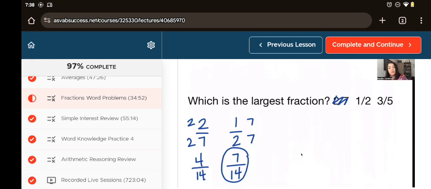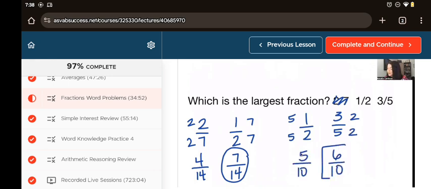So now the next tournament is going to be 1/2 versus 3/5. I multiply this side by 5 and this side by 2. I get 5 over 10 versus 6 over 10. It looks like 6 over 10 wins. So 3/5 is the largest fraction. And there you go. So when we're asked which is the largest fraction or which is the smallest fraction, we compare one at a time and give them the same denominator.